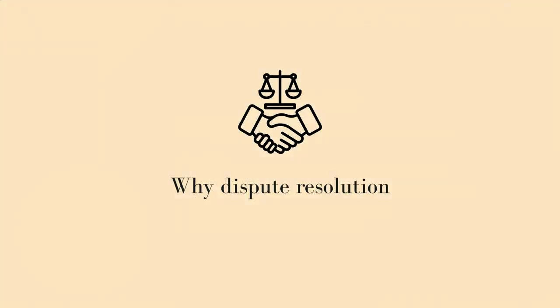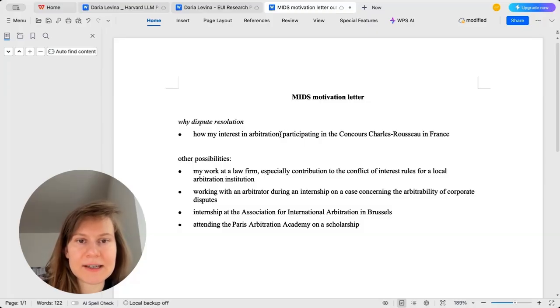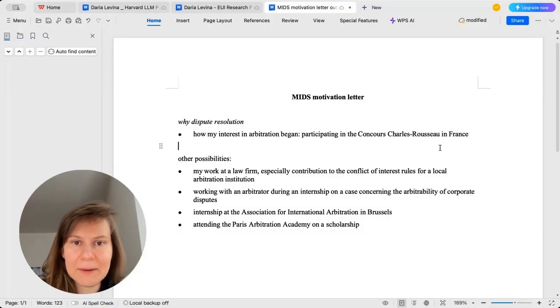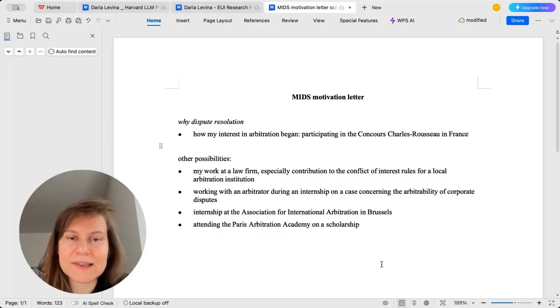In my why dispute resolution section, I talked about how my interest in arbitration began. For me, it happened when I participated in the Concours Charousseau, which is a French moot court competition. What is interesting about it is that it's usually dedicated to public international law, but the year I took part, it was about investment law.